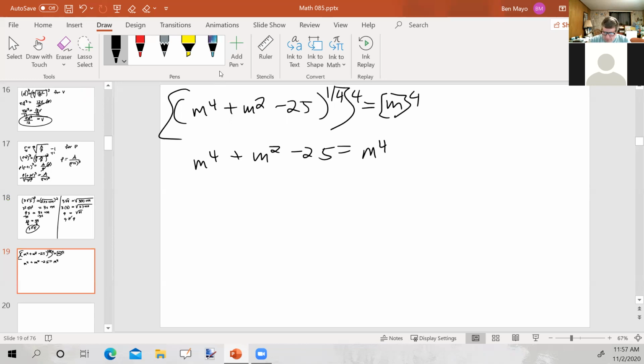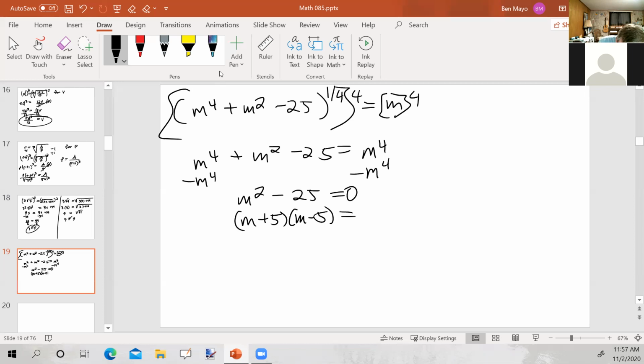Okay. Now, this is a 4th degree equation. So our strategy would be to get everything on one side of the equation set equal to 0 on the other. I'm going to put it all on the left. But when I subtract m to the 4th power, now it's no longer a 4th degree equation. It's a 2nd degree equation. Same strategy though. In fact, now what I've got is the difference of 2 squares. So m plus 5 times m minus 5 equals 0.